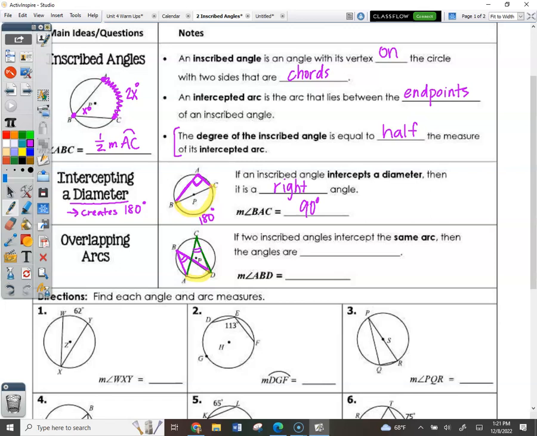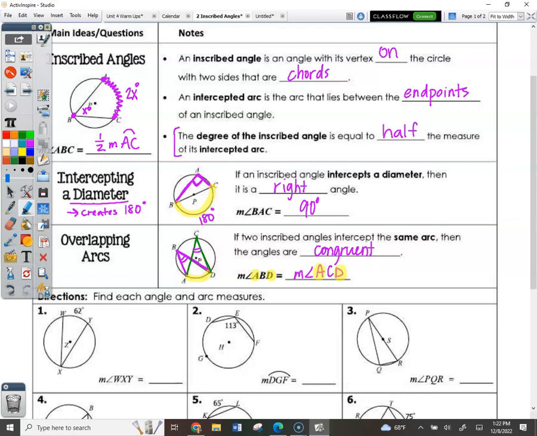If two inscribed angles intersect the same arc, then they are congruent. So in this case, the measure of angle ABD will be equal to the measure of angle ACD. I'm going to highlight the two letters that matter here. Notice A and D match in both of them. That has to be the name of the arc that they have in common. The first and the last letter have to be the arc they have in common. Okay? So that's all for the new stuff.